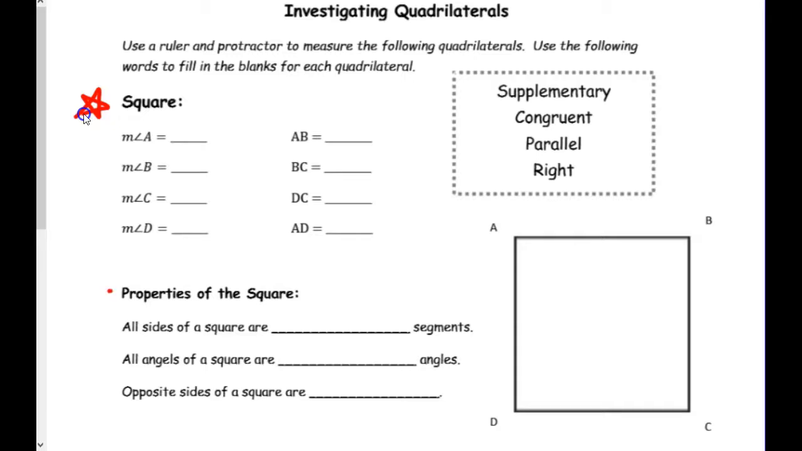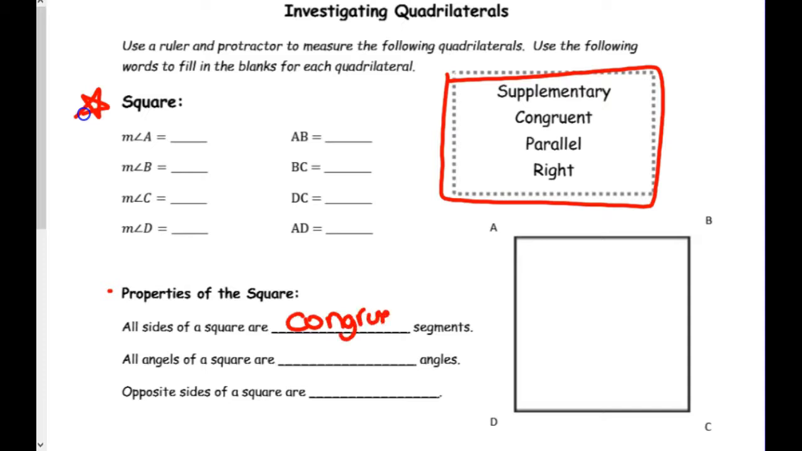All the sides of a square are, and here's our word bank. All the sides of a square are congruent. Okay, so we'll write that, and we will label that. Wow, I just noticed this. Do y'all see the typo? Yeah. Okay. All angels. All these angels. Just kidding. All right, but all angles of a square are right, okay?